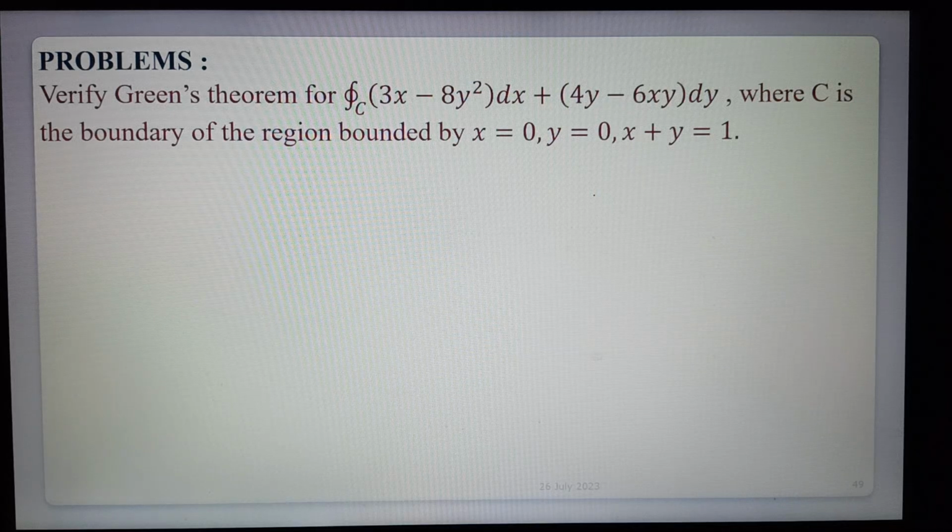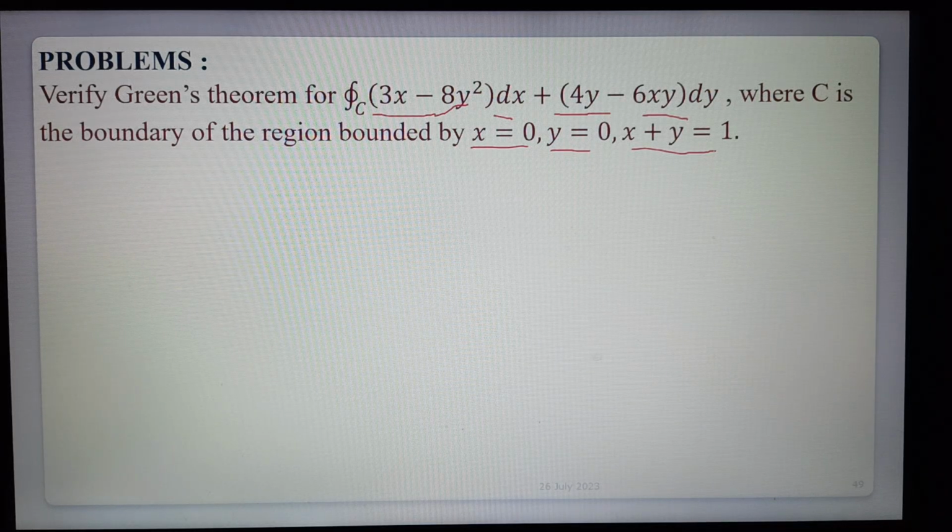See the first problem. Verify Green's theorem for the integration over C of (3x minus 8y square) dx plus (4y minus 6xy) dy, where C is the boundary of the region bounded by x equal to 0, y equal to 0 and x plus y equal to 1. So the given region R is bounded by the x-axis, y-axis and the line x plus y equal to 1, and this boundary is the curve C.